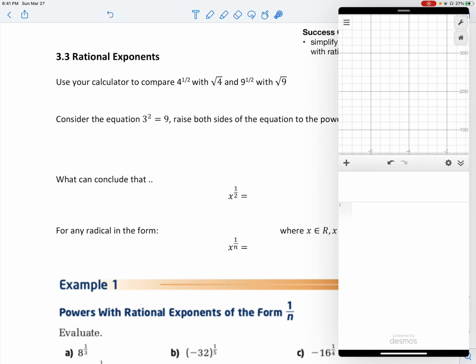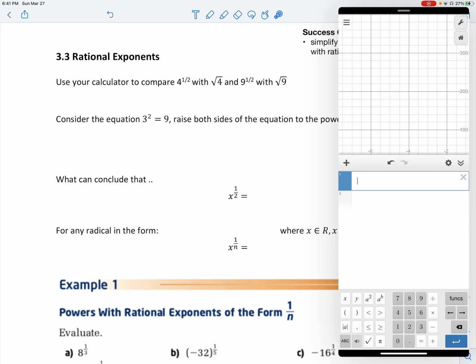It says compare 4 to the exponent 1/2 with the square root of 4. Be careful typing 4 to the exponent 1/2 in your calculator. You may need to use brackets, like this, making sure that your whole fraction is the exponent. You could also write it as a decimal, 4 to the exponent 0.5. That also works.